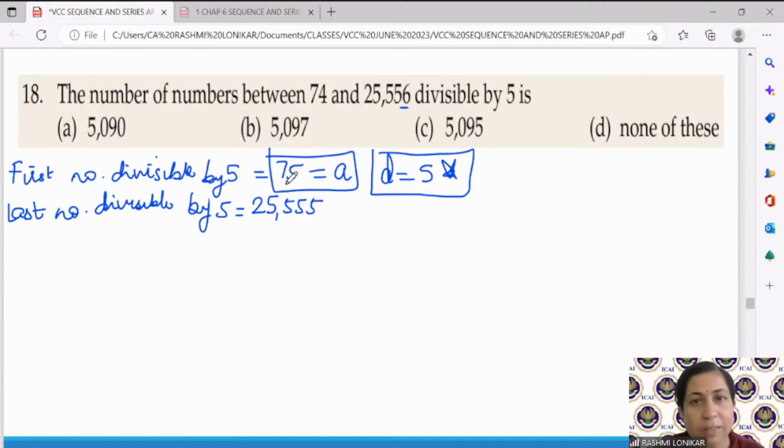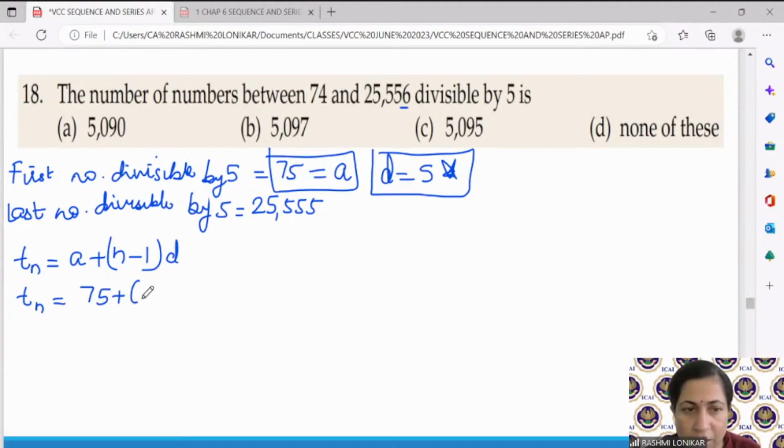So here, starting from 75, I have Tn which is equal to A plus n minus 1 into D. Here they are asking us to find the number of numbers. So I don't know n. What is A? A is 75, plus n minus 1, I don't know n. What is D? D is 5. And what is this last term? 25555. So how many numbers are there between 74 and 25,556 which are divisible by 5?